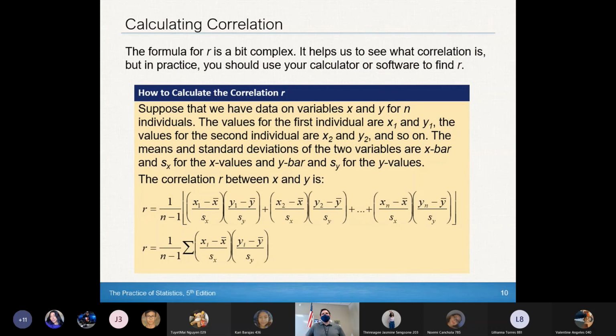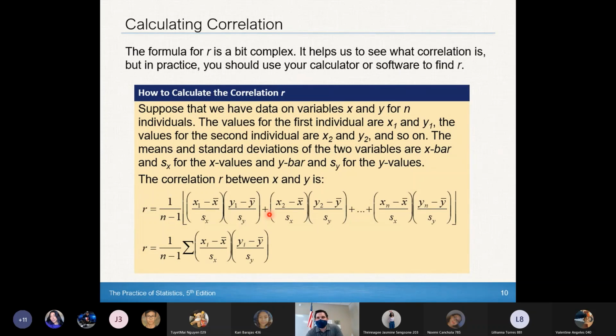R is equal to 1 over n minus 1 times the sum of the product of essentially the standardized X and Y coordinates. That's the best way I can put that into words.